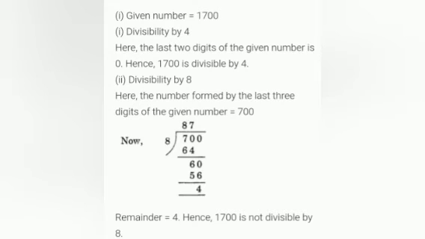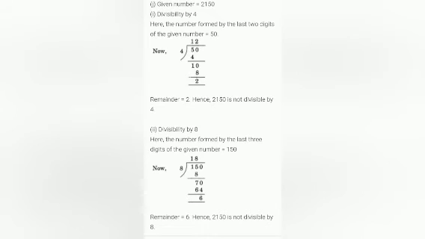1700 divisible by 4? करिए, नहीं आ रहा है, because the last two digits are 0 0. टेस्ट 8 लगाएंगे तो remainder 4 है, so that number is not at all divisible by 4 and also 8. Similarly, here we can do it for 1250.